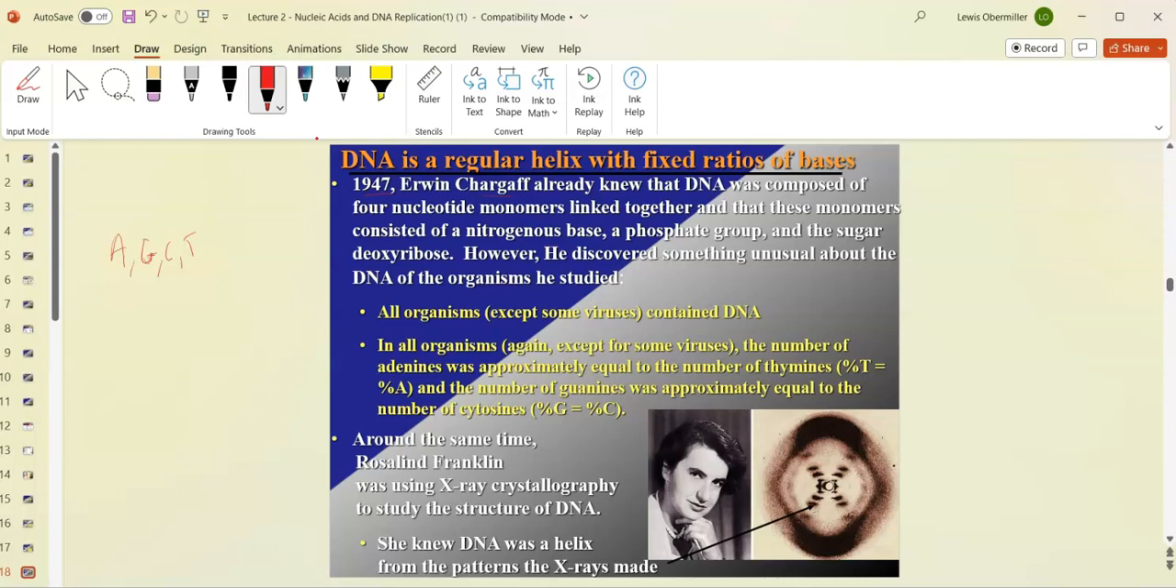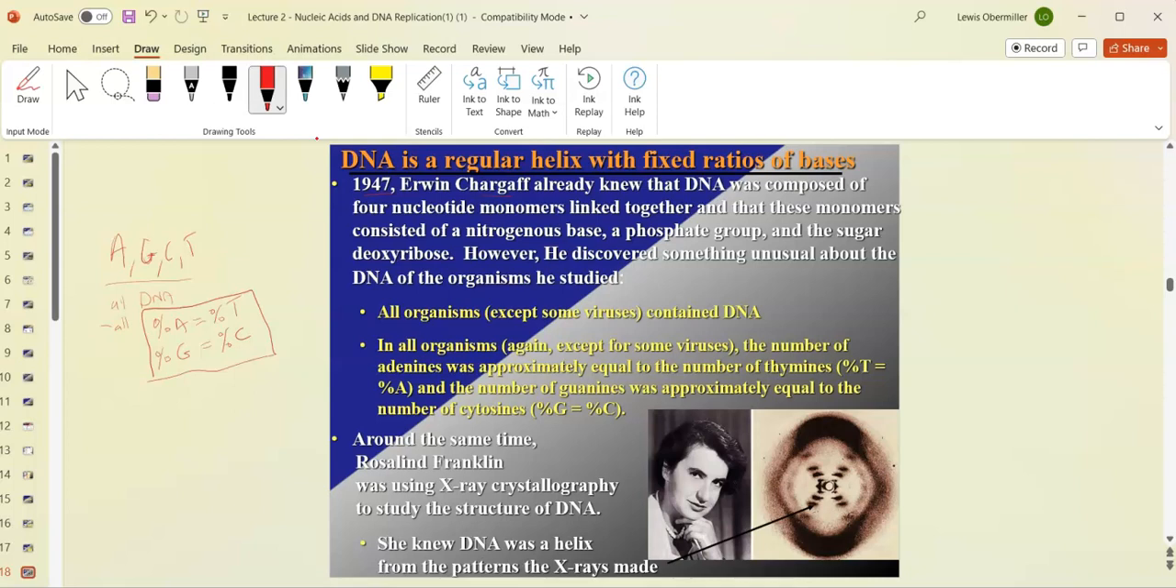One of the things he noticed is that all the organisms he looked at contained DNA, and not only that, but except for viruses, they all contained A's, G's, C's, and T's in a specific order. The percent A always equaled the percent T, and the percent G always equaled the percent C. And this, my friends, is what helped Watson and Crick and Rosalind Franklin figure out the structure of DNA.